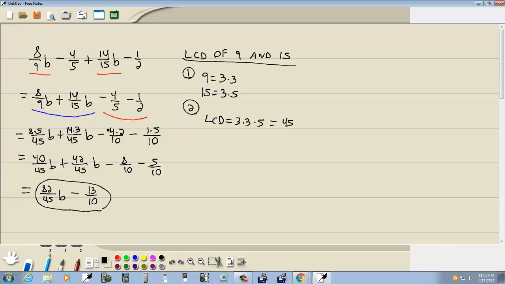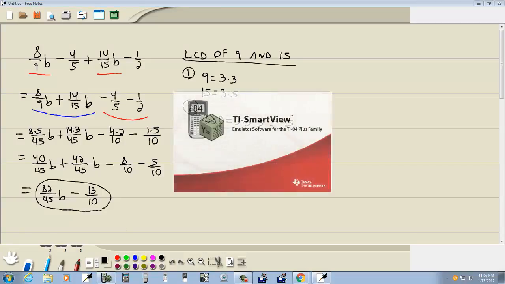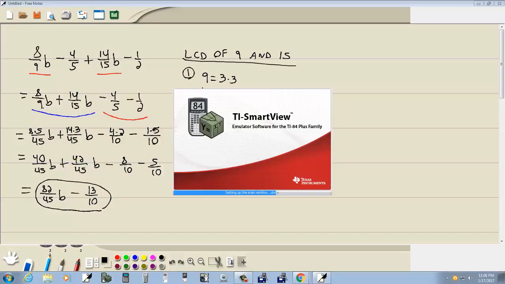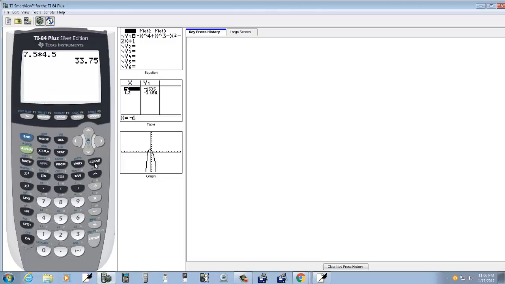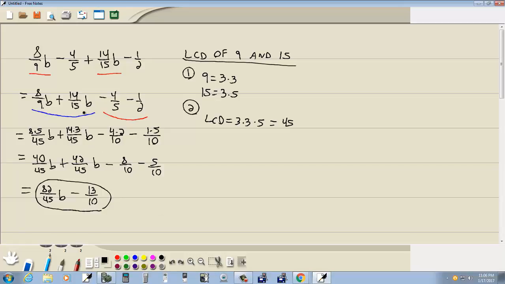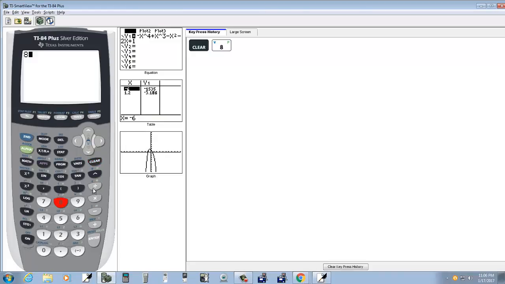Now you can also use your calculator to do those. A lot easier actually, if you have a TI-83 or TI-84. Let me get it up and running here. Still loading. There we go. Okay, I'm not in anything. So I'm going to type in, combining together these b's, 8/9 plus 14/15. So 8 divided by 9 plus 14 divided by 15.